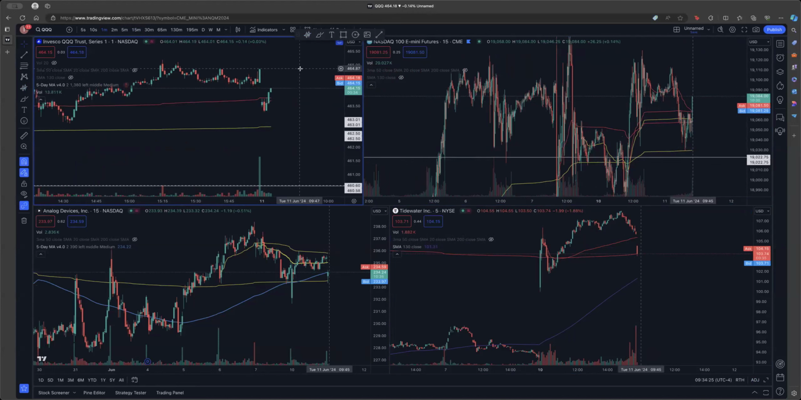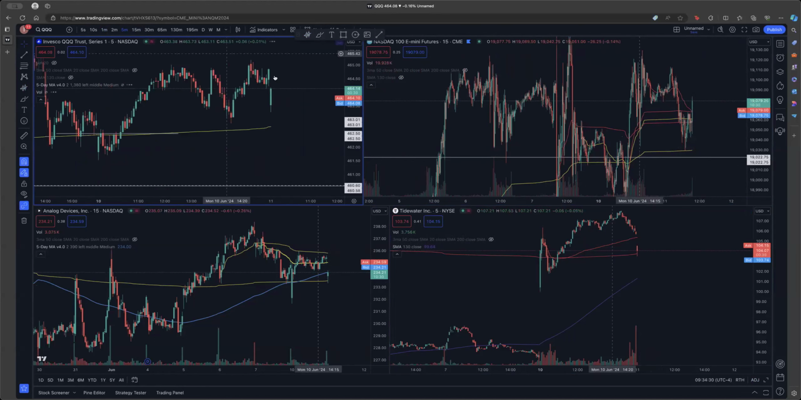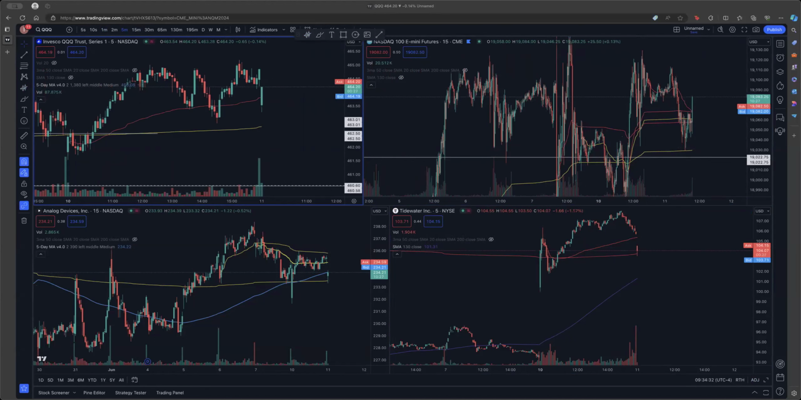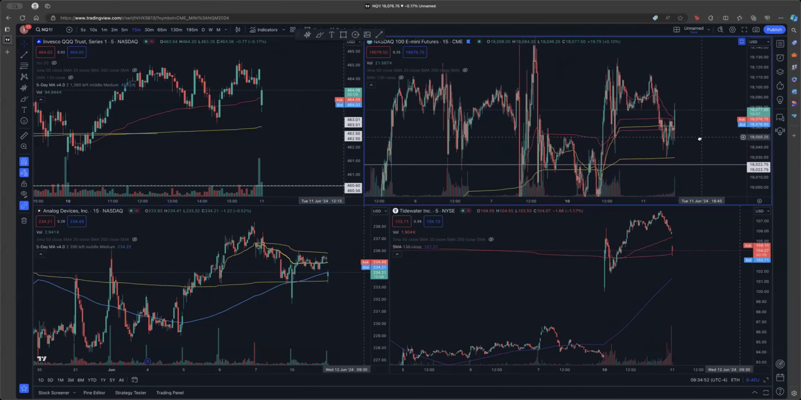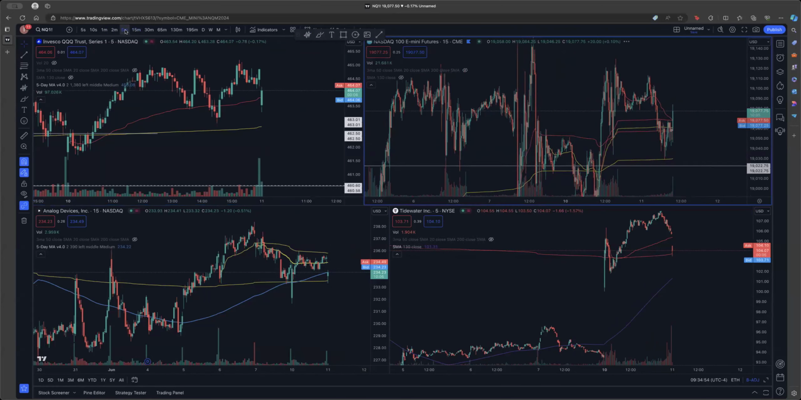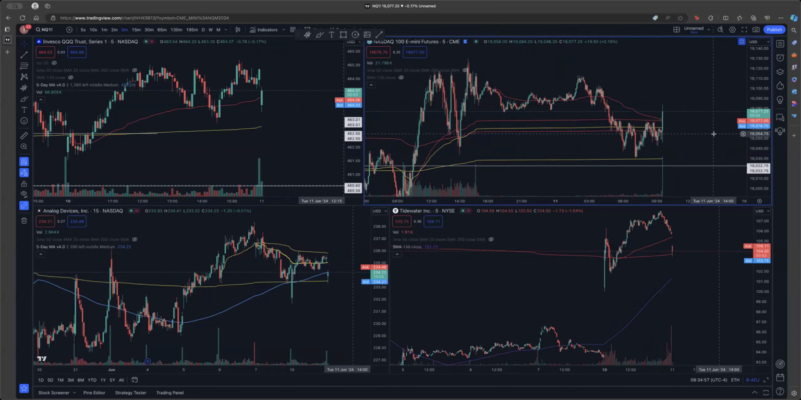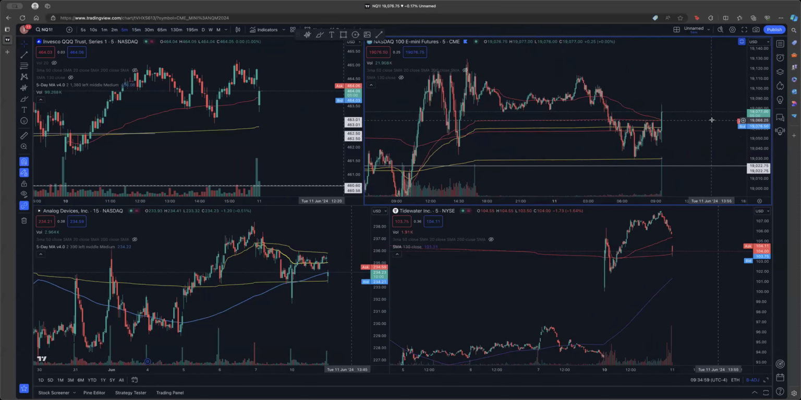Most likely they're going to go fill that gap at 464.80, but we'll give it some time. We are holding on towards that early AVWAP on ADI, and we're holding on towards that early AVWAP from TDW as well. So let's see how these things morph. We're above the overnight VWAP on NQ. Let's see if the 15 minutes can close above it.